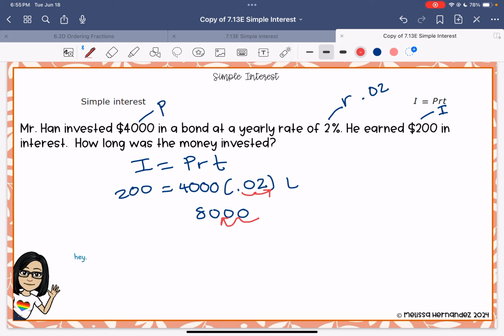So that means that would be $80, and then times t equals 200. We're down to a one-step equation. So that means I have to isolate my variable of t. I need to divide both sides by 80. 80 divided by 80 is just 1.